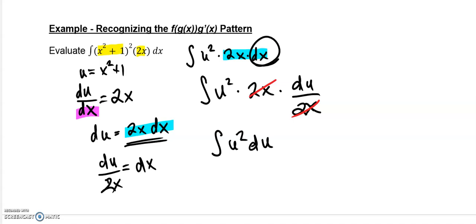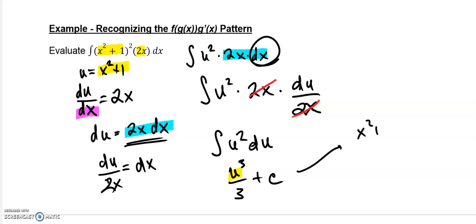Now we have something that we can integrate. Just like if this were x squared, you add 1 to the exponent and then divide by that new exponent. So this is u to the third over 3, and then you would have the plus c, of course. And now this is where you substitute back in. We know that u is equal to x squared plus 1, so we're going to plug that in right there.